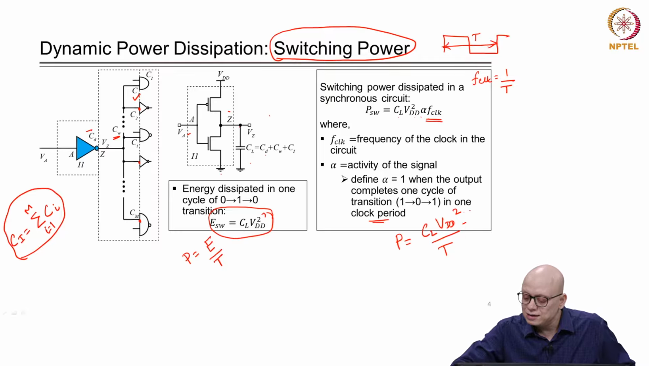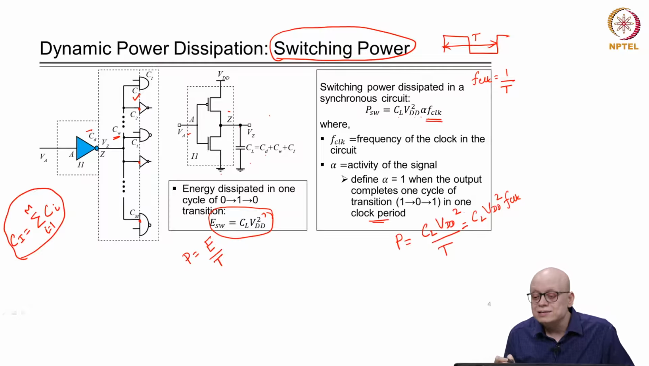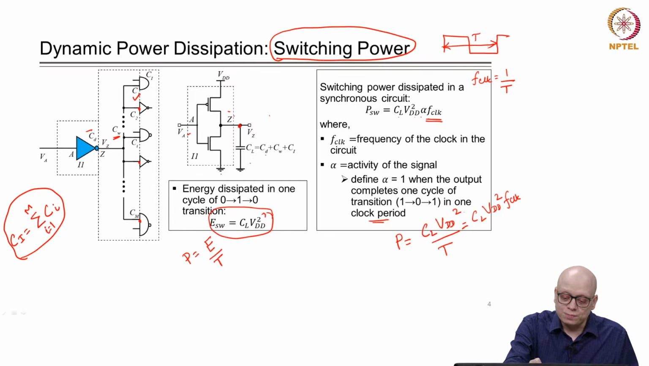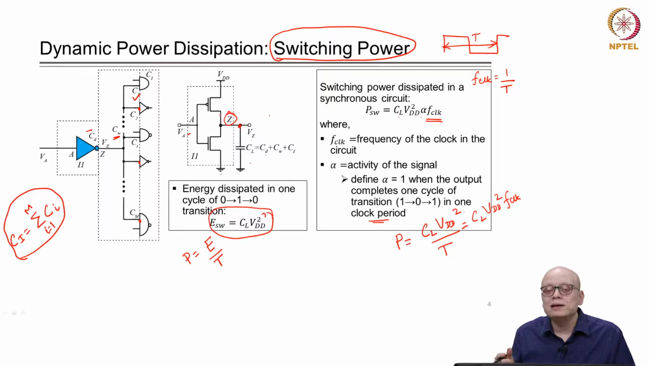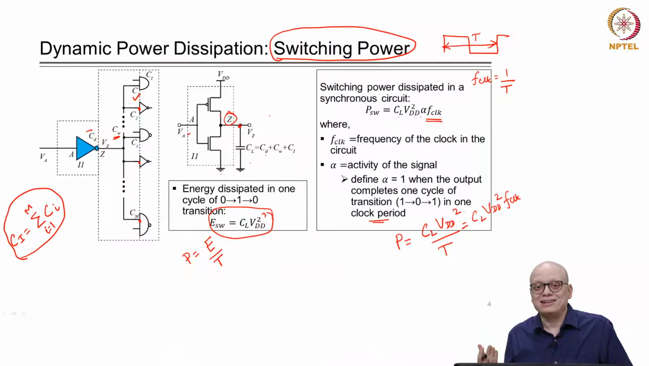So, CL times VDD square into FCLK is what the power dissipation is if the output node Z was doing a complete transition from 0 to 1 and 1 to 0 in one clock period, right. Now, what happens in a synchronous circuit is that the output node, for example this node Z, will not toggle every clock cycle, right. It will toggle say once in 5 clock cycles, right.